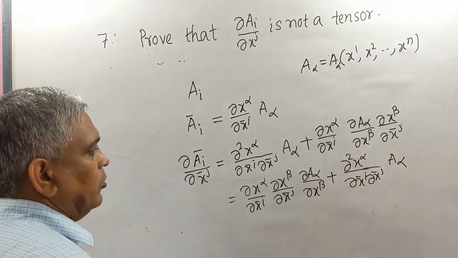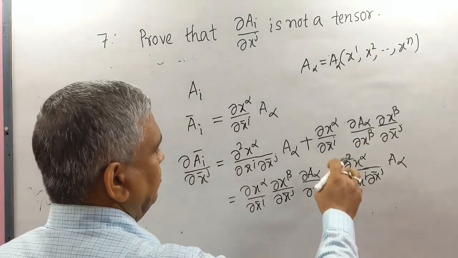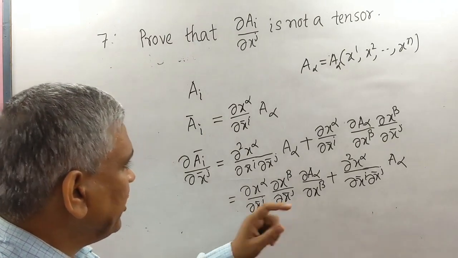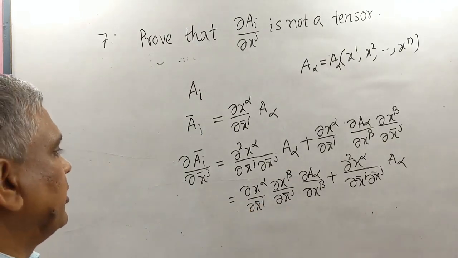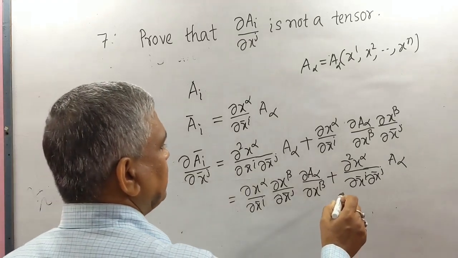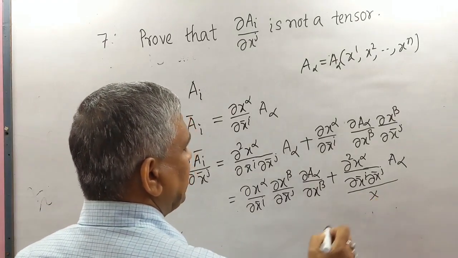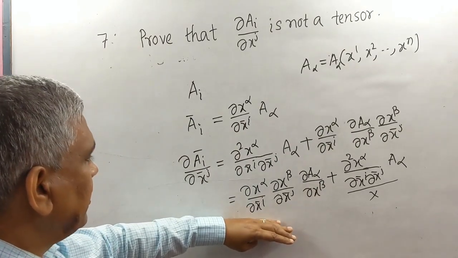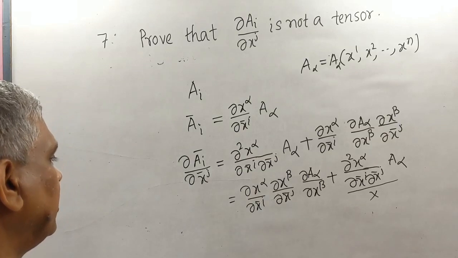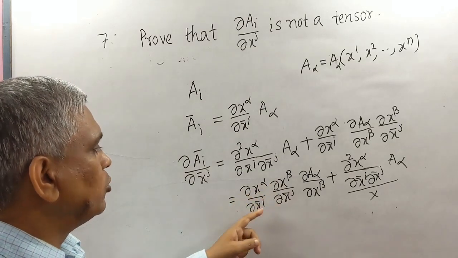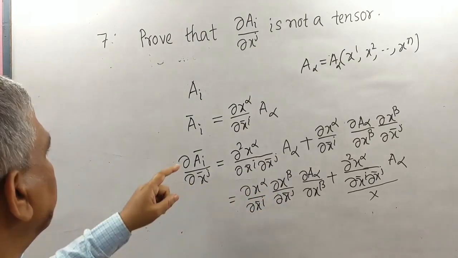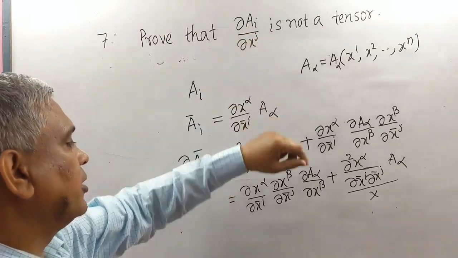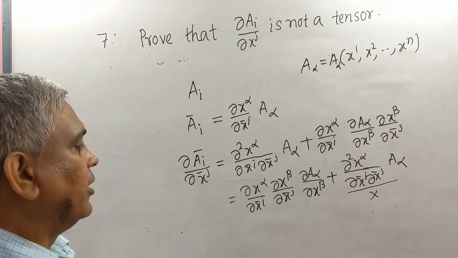Here we see that in the right hand side we have two terms, this and this. The presence of the second term indicates that this does not obey the tensor law of transformation. If this term were not present, only this single term present, then it would be a tensor of rank 2. So del a i by del x j is not a tensor quantity.